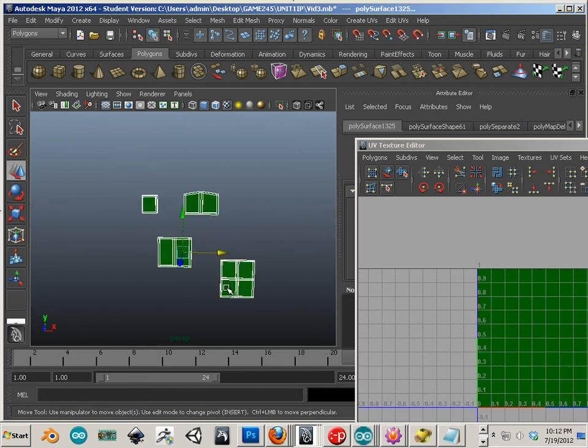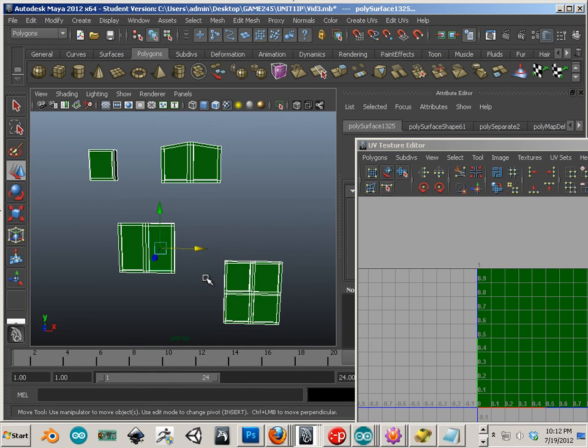The windows are a total different story altogether. They're very easy, but they're very monotonous. So let's go into the next video for those.